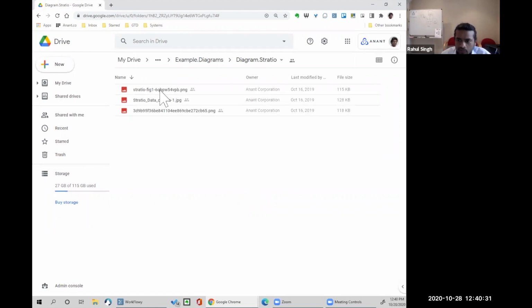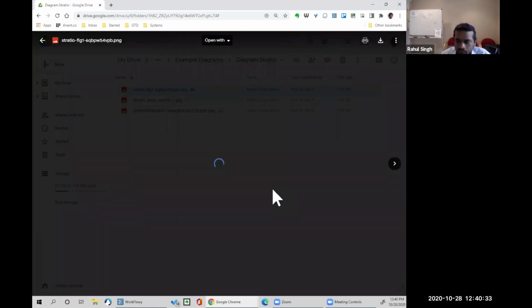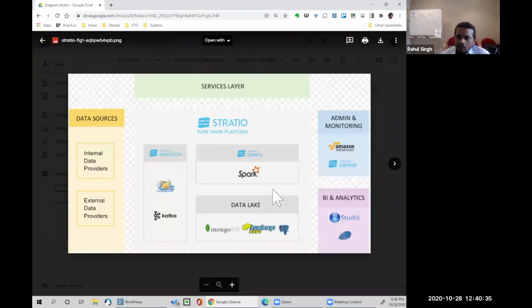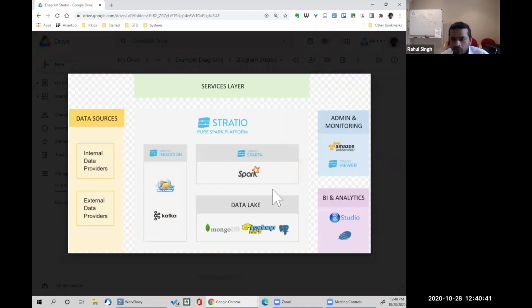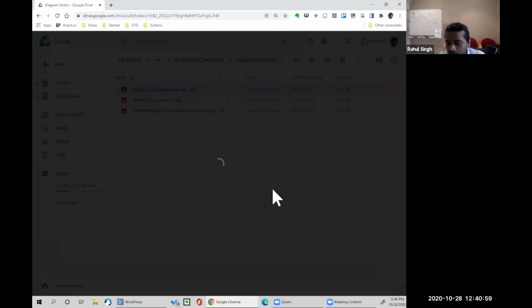If you're not familiar with Stratio, basically they run on top of Spark, but they offer some bells and whistles, essentially. It's a packaged platform for Spark. I guess it's not that much different from Qubole or Databricks. They've been around. I wouldn't say they're popular, but they've been around.